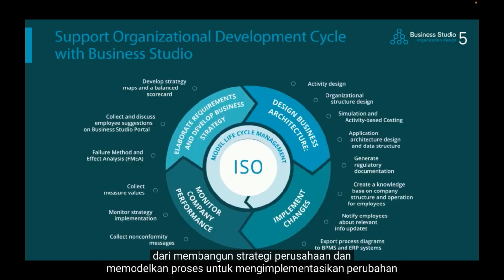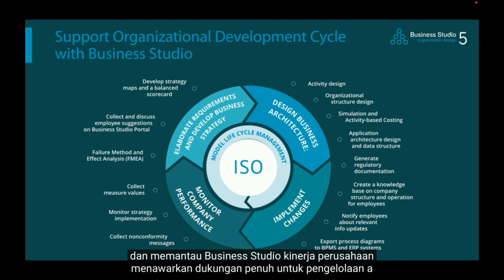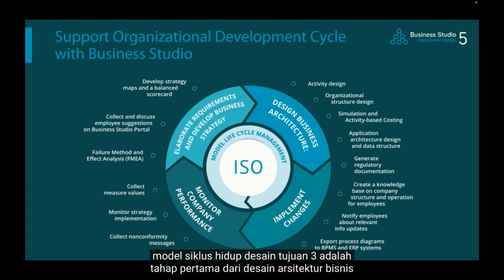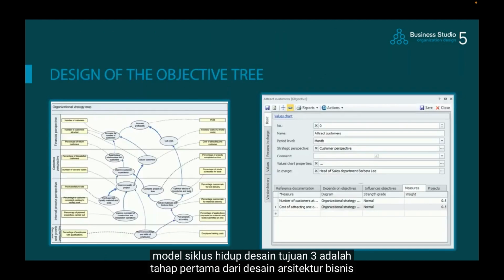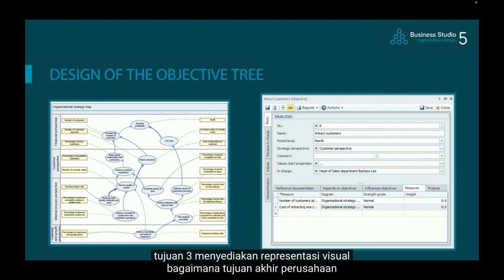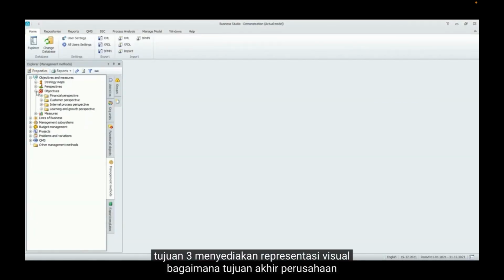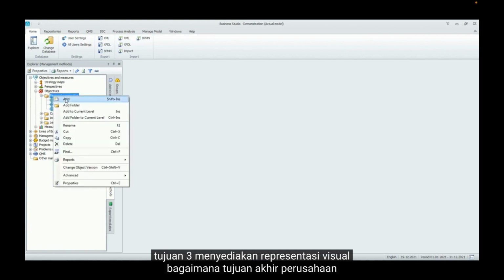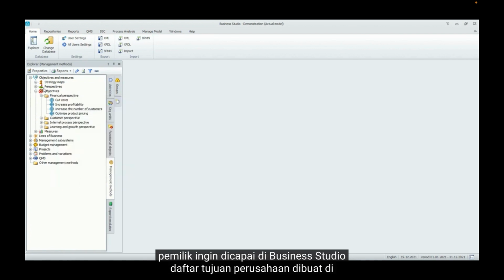From establishing a company strategy and modeling the processes to implementing changes and monitoring company performance, Business Studio offers you full support for the management of a model lifecycle. Design of the objective tree is the first stage of the business architecture design. The objective tree provides a visual representation of how the ultimate objective of the company owners is to be achieved.